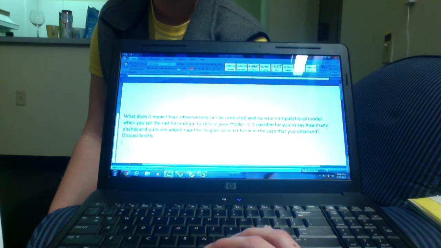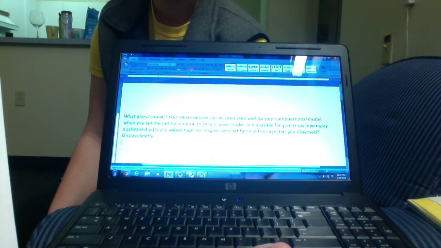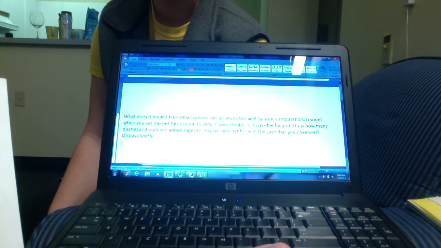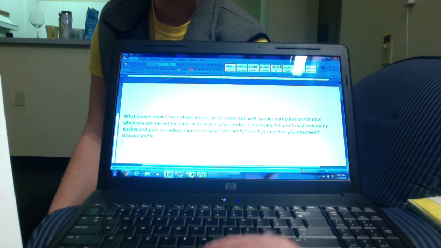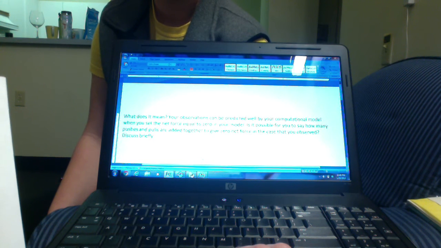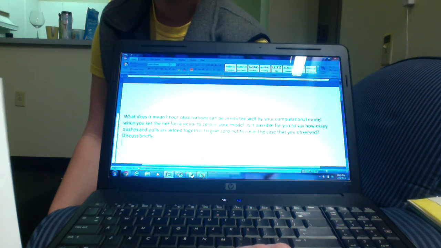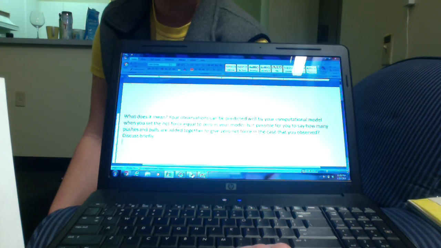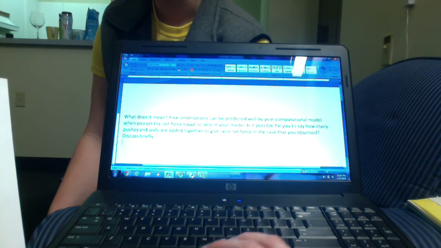What does it mean? The observations can be predicted well by your computational model when you set the net force equal to 0 in your model. Is it possible for you to say how many pushes and pulls are added together to give 0 net force in the case that you observed? So since we started with a constant velocity, since the picture was not shown until after the initial force was given, we found that by setting F net equal to 0, we had a good fit. This implies that if F net does not equal 0, then the velocity will not be constant.